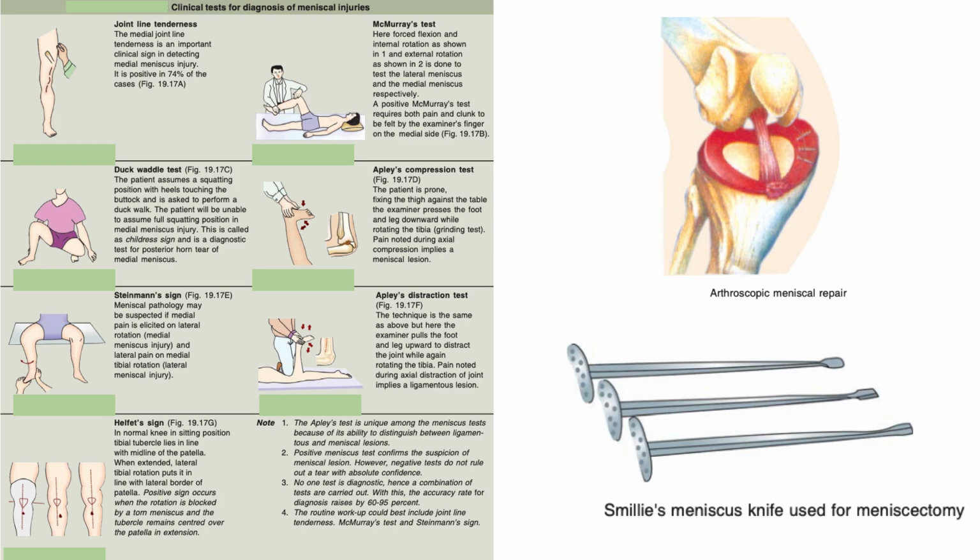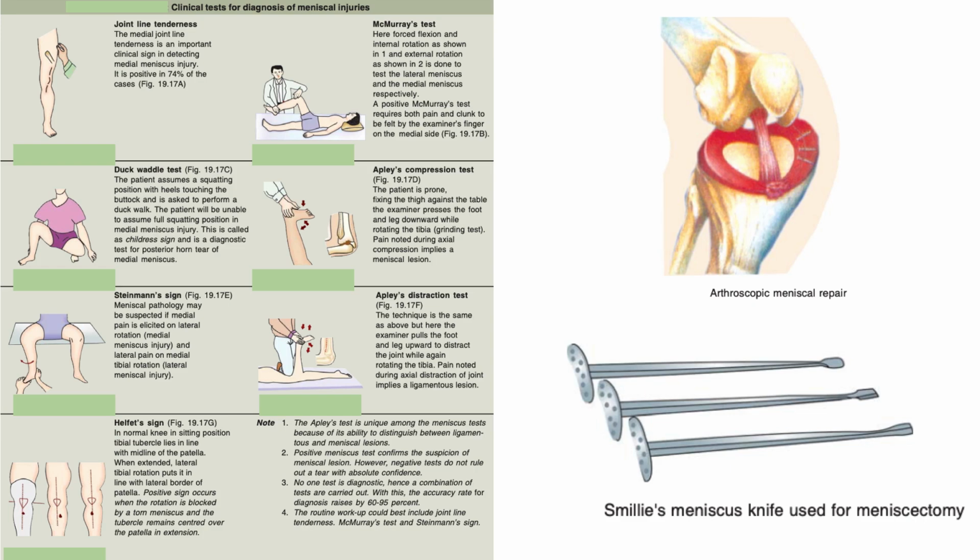Then the other image you see is Apley's distraction test. It's image number 6 here. In this, the person is pressing the ankle at that point in the image. The technique is the same as the above, but here the examiner pulls the foot and leg upward to distract the joint while again rotating the tibia. So the pain noted during axial distraction of the joint implies a ligamentous lesion.